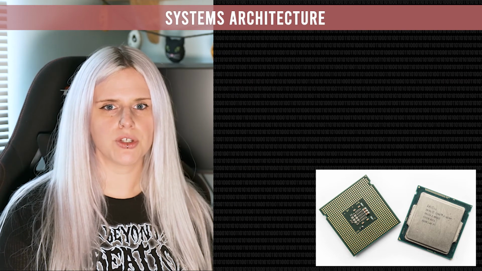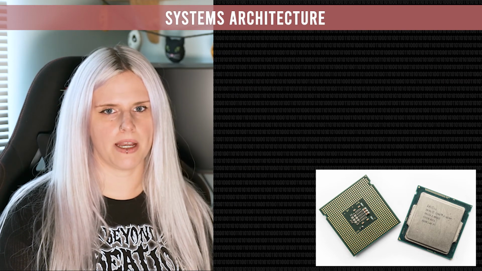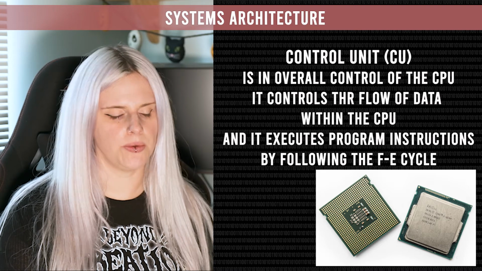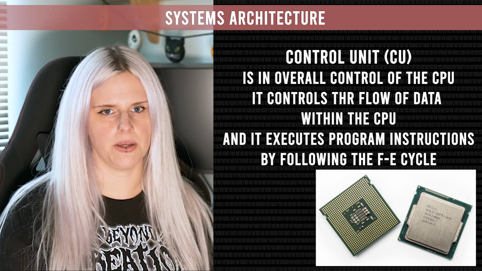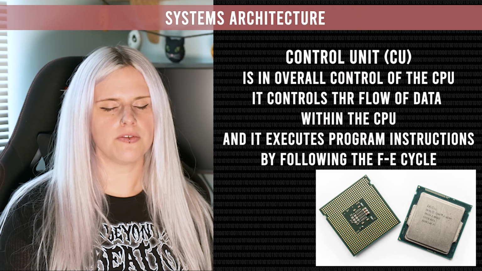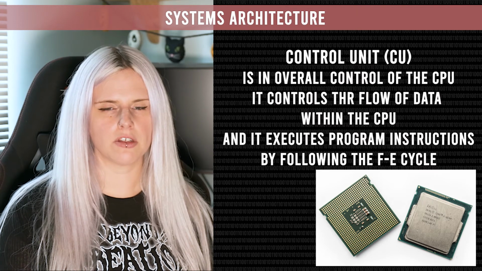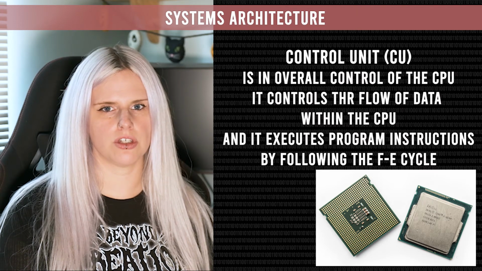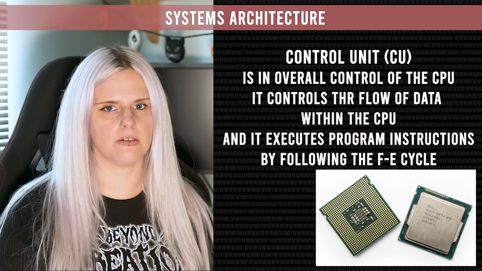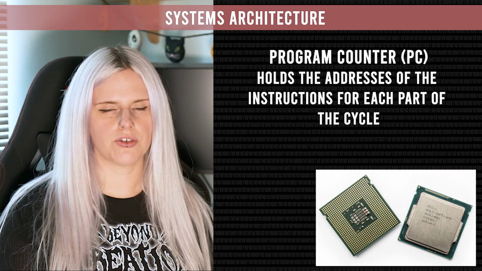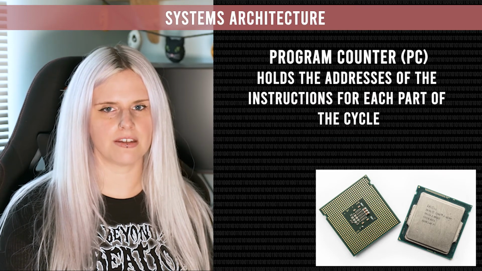For your exam, there are two other parts of the CPU that you need to know about. The control unit, or CU, is an overall control of the CPU. The CU controls the flow of data within the CPU and is responsible for executing program instructions by following the fetch-execute cycle. The program counter is the part of the control unit which holds the addresses of the instructions for each cycle.